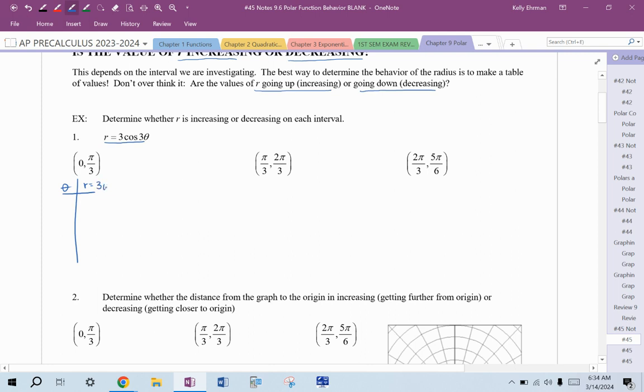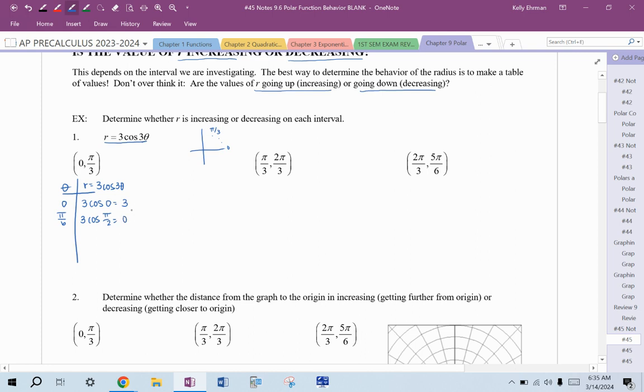So r is equal to 3 cosine of 3 theta. This is one of those rose curves with 3 petals. We begin by plugging in 0. So we get 3 times the cosine of 0, which is 3 times 1. And then what's between 0 and pi over 3? Let's plug in all of our common angles. Let's plug in pi over 6. That's 3 times the cosine of 3 pi over 6, which is pi over 2, because we're plugging into 3 theta. Cosine of pi over 2 is 0.